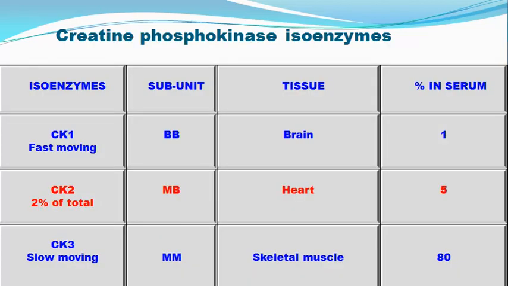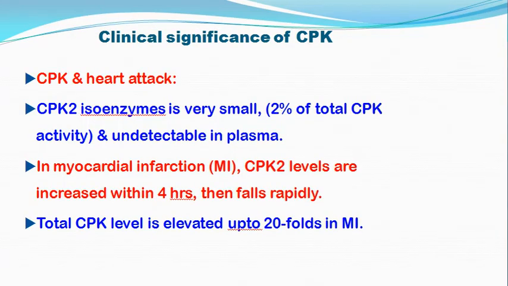This is a table which represents the different isoenzymes of CPK, the different subunits present, and the percentage in serum. CPK1 bears the subunit BB, which indicates the brain subunits, and it is found in brain tissue, whereas CPK2 is found in the heart tissue. CPK3 is found in the skeletal muscle and bears two subunits, and both are the muscle subunits.